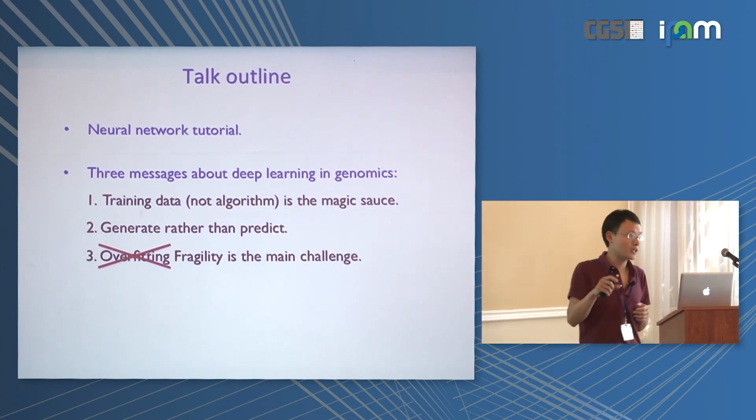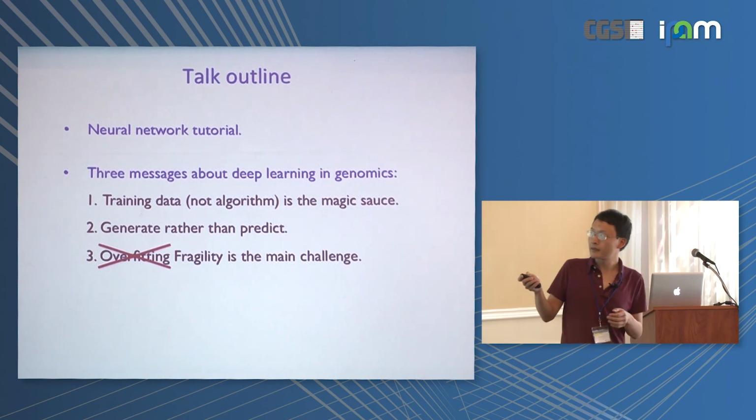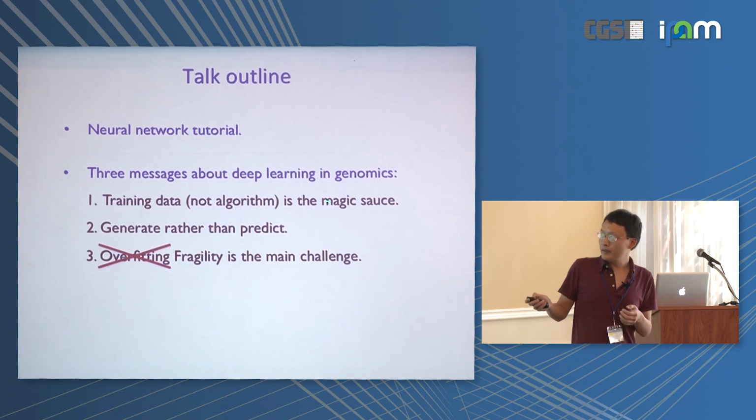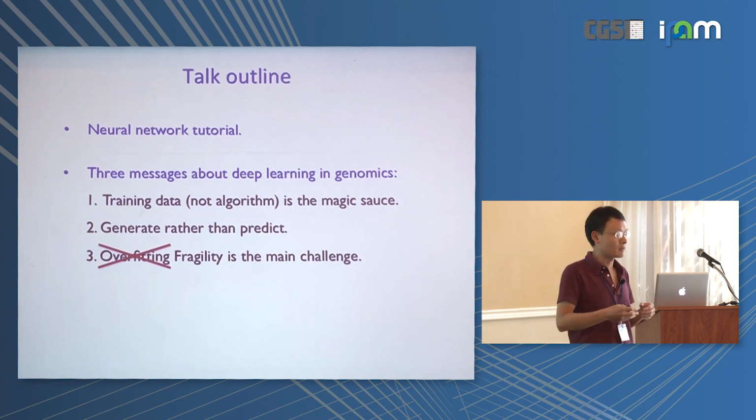The talk will have two parts. The first part will be a tutorial on how these neural networks work. I'll go into a little more detail on a particular class of neural networks called convolutional neural networks. Then in the second part of the talk, I'll try to illustrate some of the main lessons and messages that we learned from working with these neural networks in genomic applications.